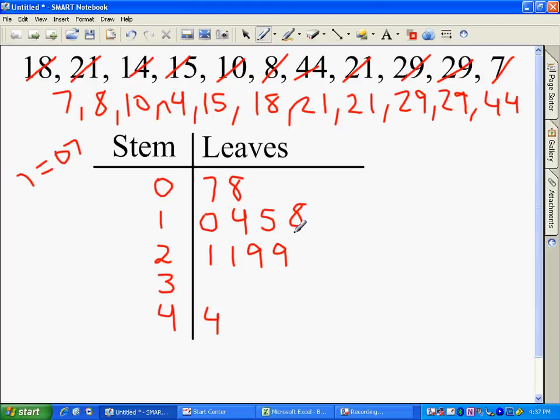And now with this, I could use a stem and leaf plot pretty easily to help me figure out what the median is. I can tell what the mode is. I can even find the mean.